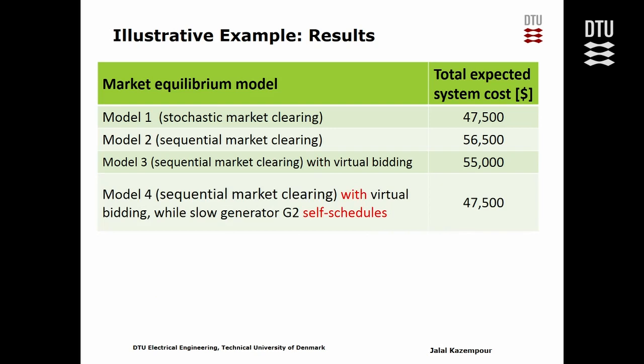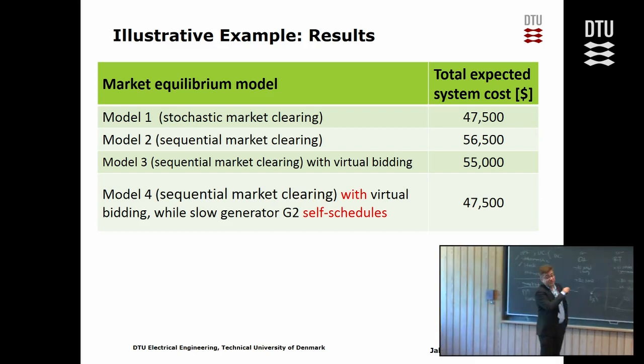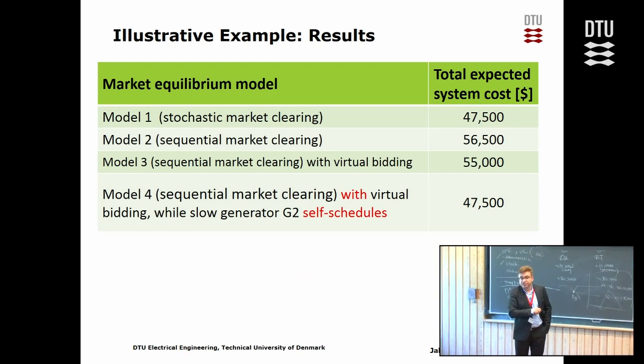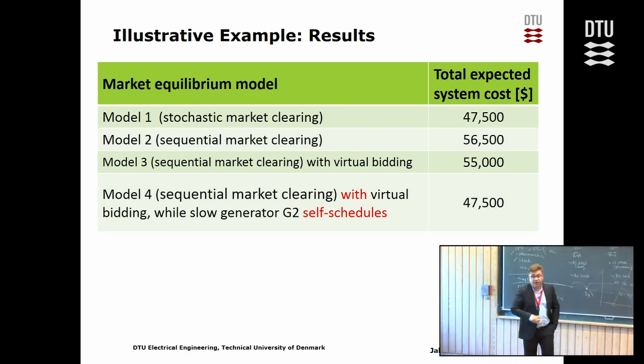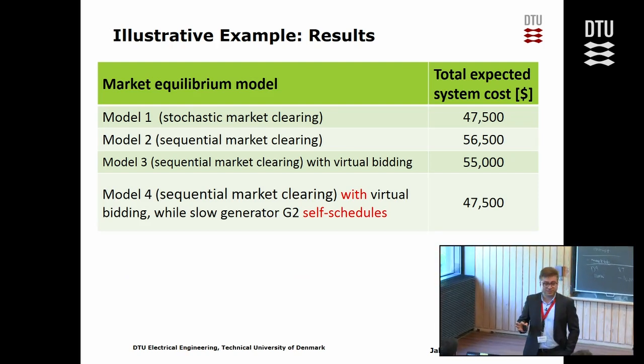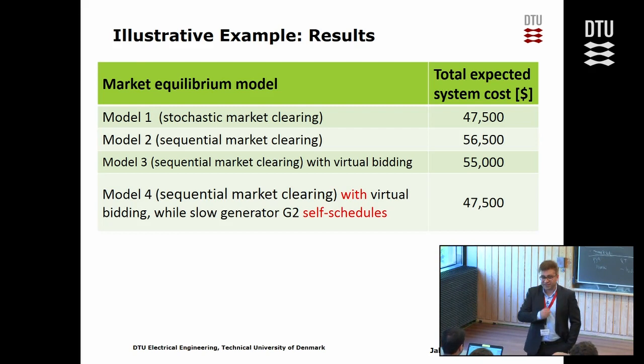And very extreme case, it may not happen always. It's very subject to the case, so this is a very extreme case. If you allow G2 to do self-schedule, while it has a perfect information, you will see though the market clears the market deterministically, the system cost now is reduced, and it's exactly the same as the ideal one. But as I told, it may not happen always. So it happened in this case, in this extreme case.